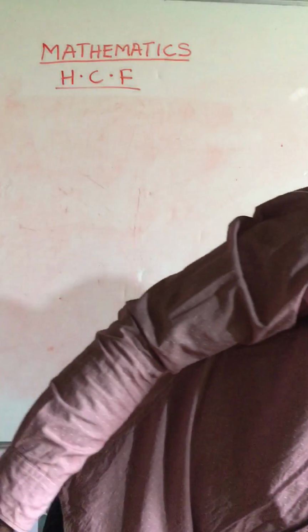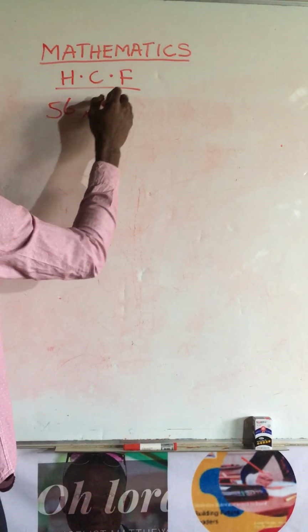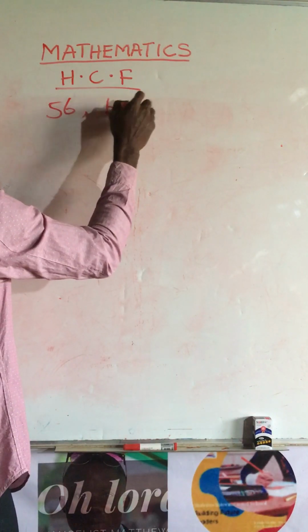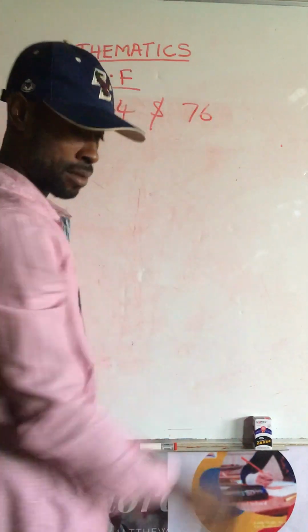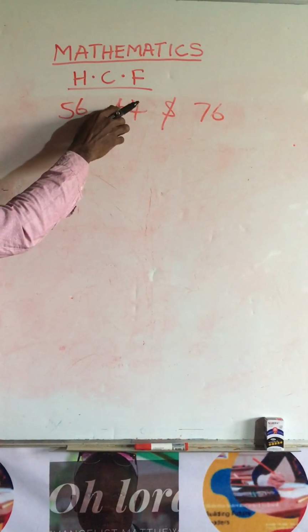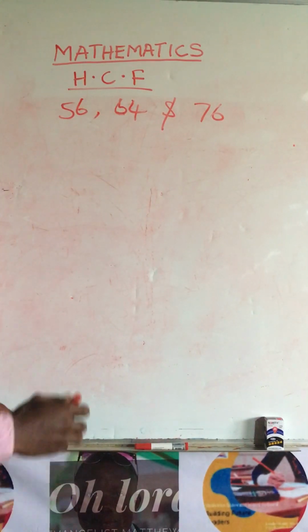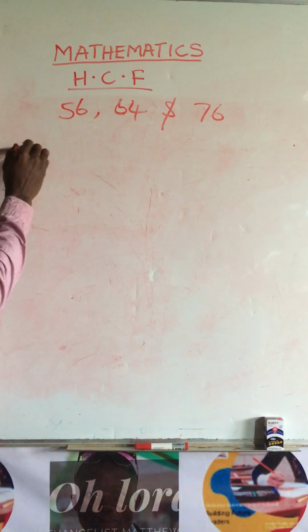56, 64, and 76. We have 56, 64, and then we have 76. So we are to find the highest common factor of these numbers. We have 56.